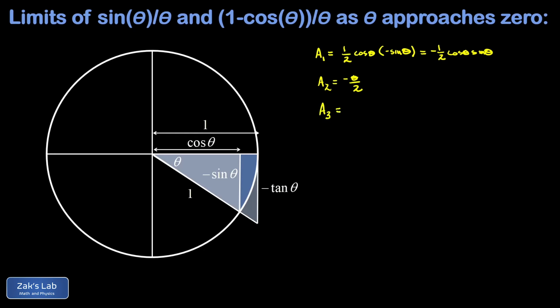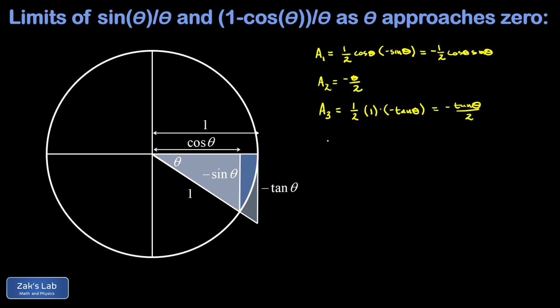And again, I'll call the area of the large triangle A3, and it's 1/2 base times height. The base there is just the radius of the unit circle, so it's 1. And the height is negative tangent theta. So we end up with negative tangent theta over 2. So all the corrections have been made for the minus sign issues here.